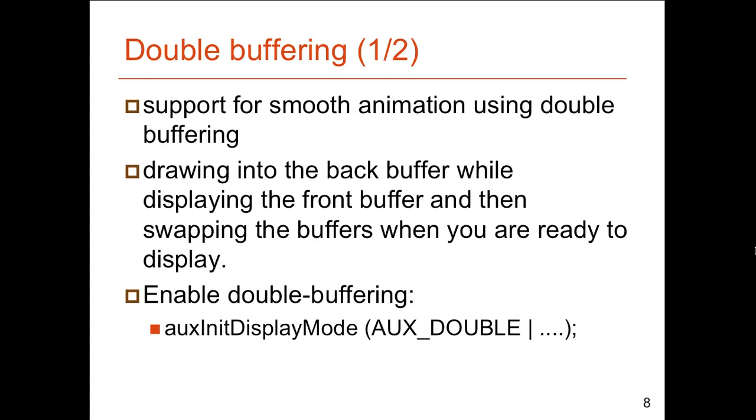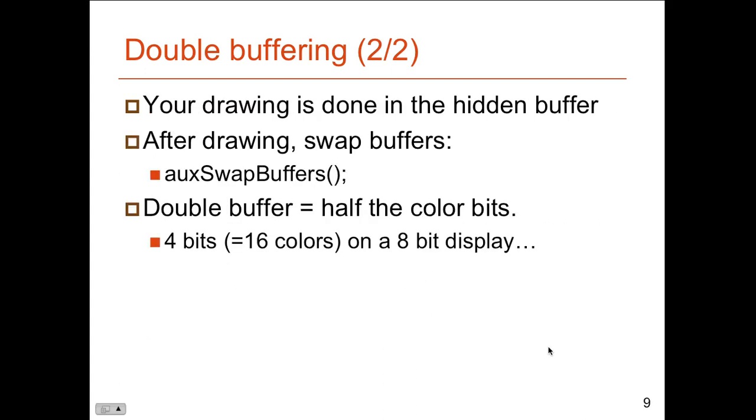To enable double buffering, you would use an aux-int display mode, and you would essentially turn it on. Your drawing is done in a hidden buffer. After drawing, you swap the buffers. And this can be done for you automatically, actually.